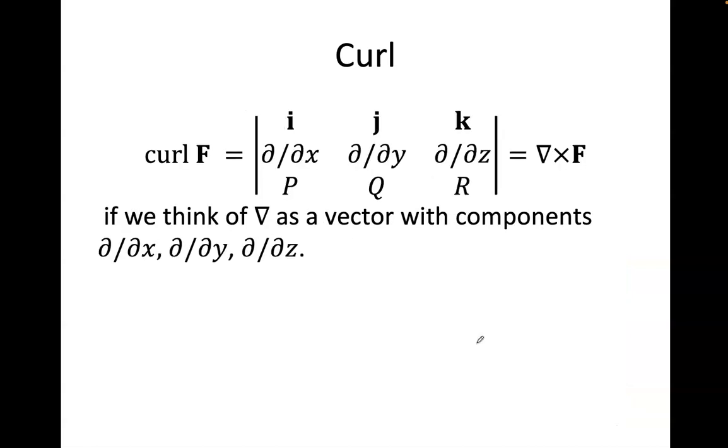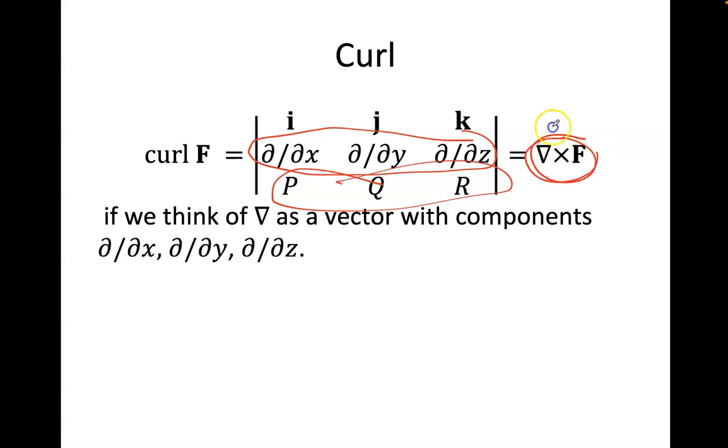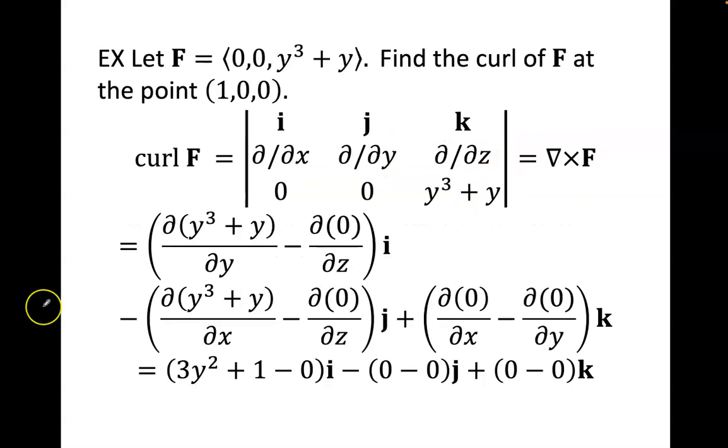Here's the definition of curl. It's a determinant. It's a cross product, really. i, j, k, partial x, partial y, partial z, P, Q, R. This is a handy way to represent it. It's just del cross F. If, again, we think of del as a vector with components partial x, partial y, partial z. Because then this is del, and this is F. And so we're just calculating del cross F. Really, this is a slick way to remember how we define the curl of F.